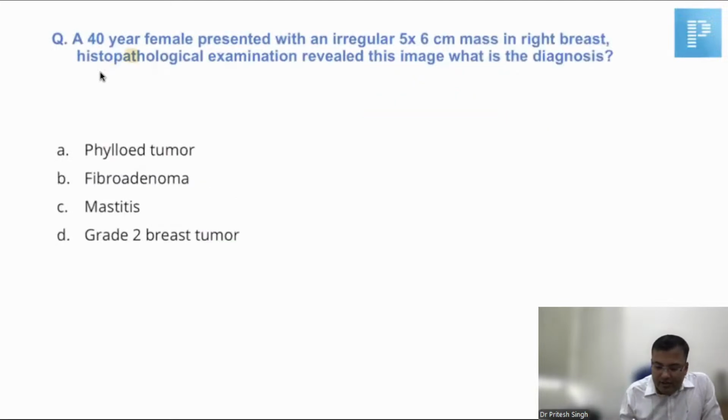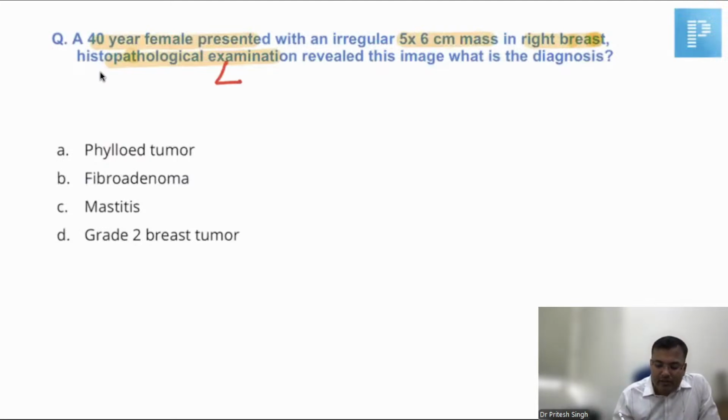Next question. A 40-year-old female presented with a 5 into 6 centimeter irregular mass in the right breast, and histopathological examination revealed this image. What is the diagnosis? Guys, tell me. If there is urethral stricture, we will go for what? It depends on the location. Phyllodes tumor. Okay, so there was an image of phyllodes tumor. Large mass. Okay, there was a histopathological image. Yes, I remember the question.